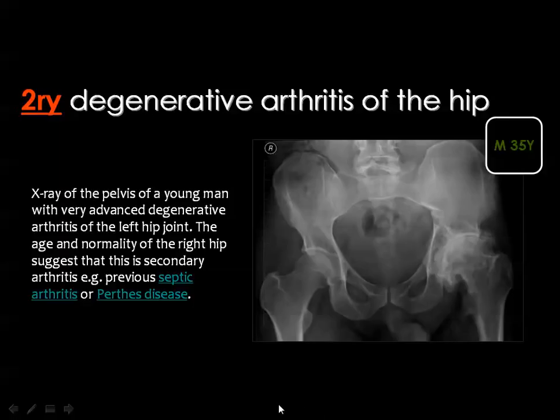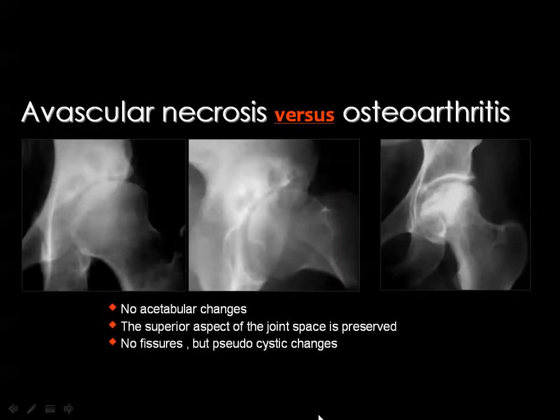Then one of the important issues is to be able to differentiate between the changes of avascular necrosis and the changes of osteoarthritis. In cases of avascular necrosis, the femoral head is only affected, the acetabulum is usually free. Then also you see this particular site of the joint space will be maintained until very late in the disease. But in cases of osteoarthritis, this is a joint disease.